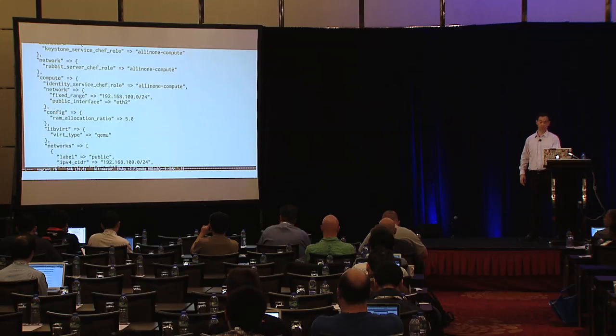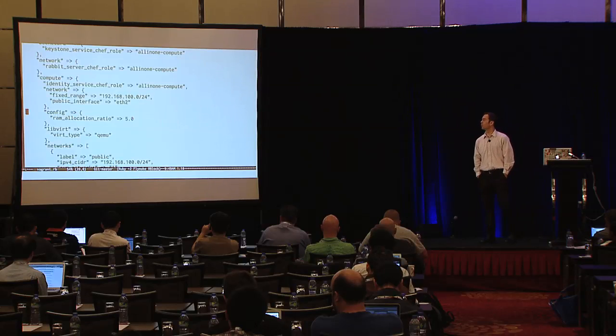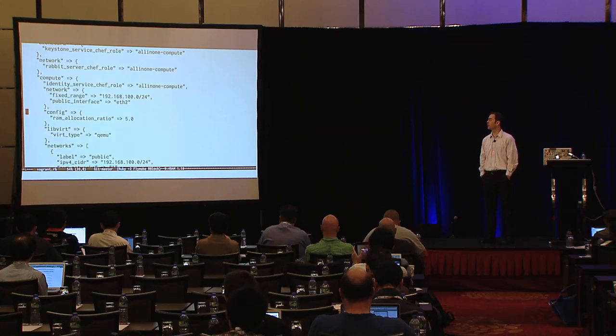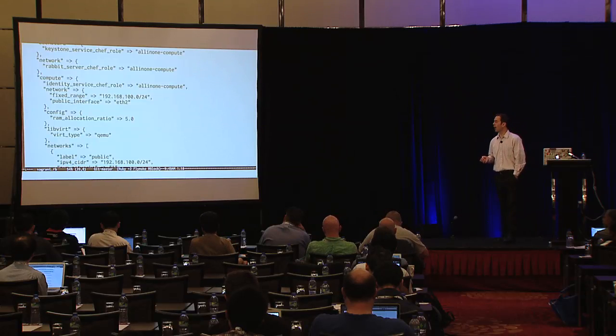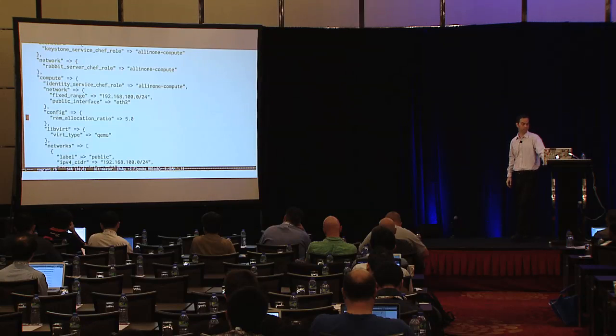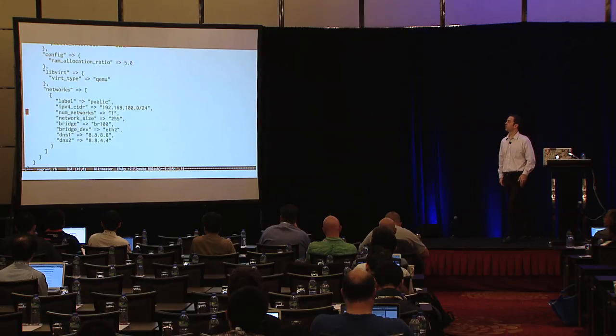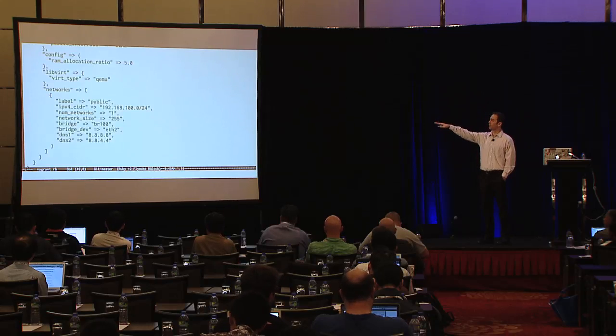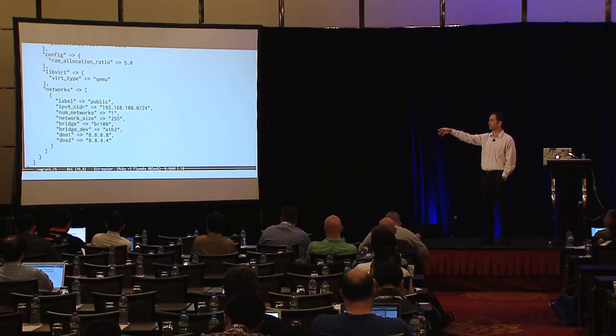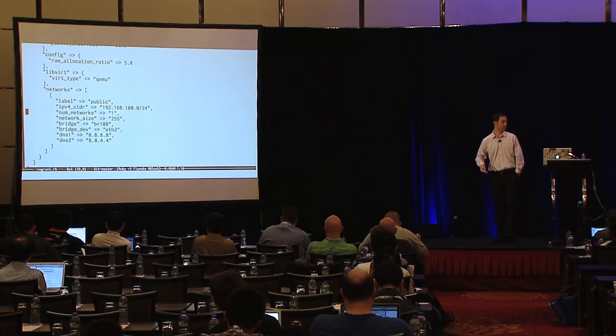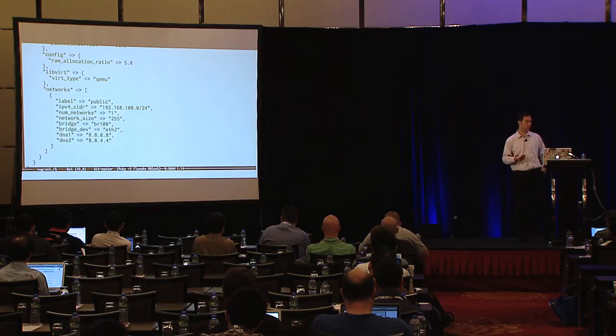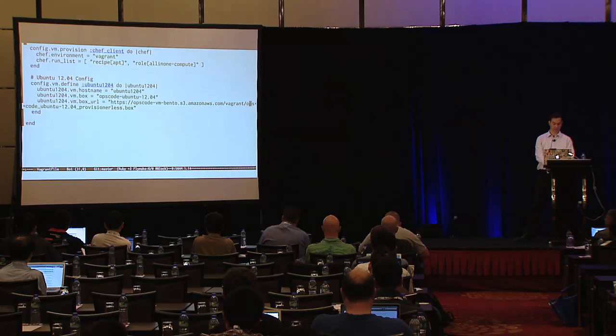Here we have our network settings under compute. We're building a fixed network at 192.168.100.24. The public interface for that is ETH2. If you recall in the Vagrant file, we created additional NICs on our VirtualBox. That's what that's for. For virtualization, our virt type is QEMU, because you can run QEMU on top of VirtualBox, on top of OSX. For our networks, there's configuration of our network, our bridge, the DNS. That's how we set up our VirtualBox, our Vagrant image. Fairly simple, but that's what that looks like.